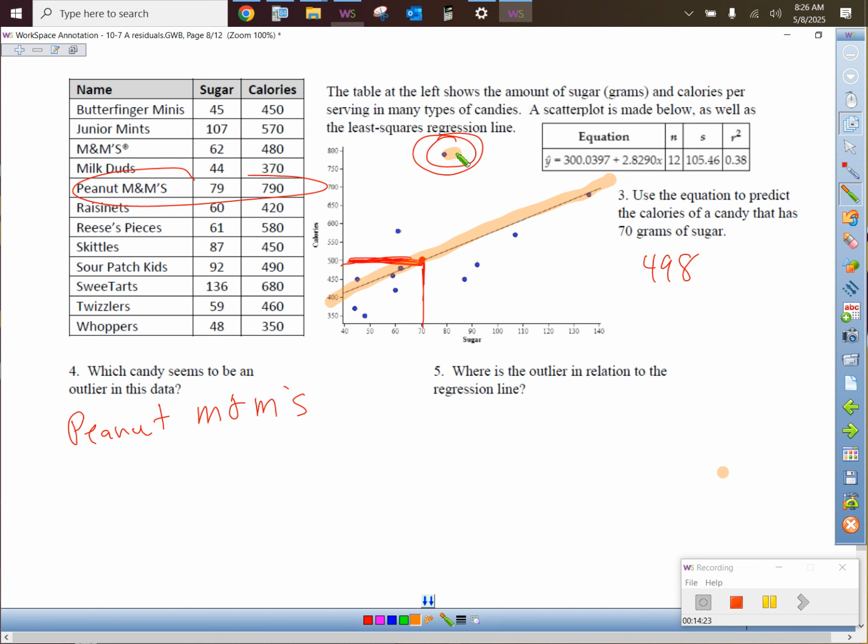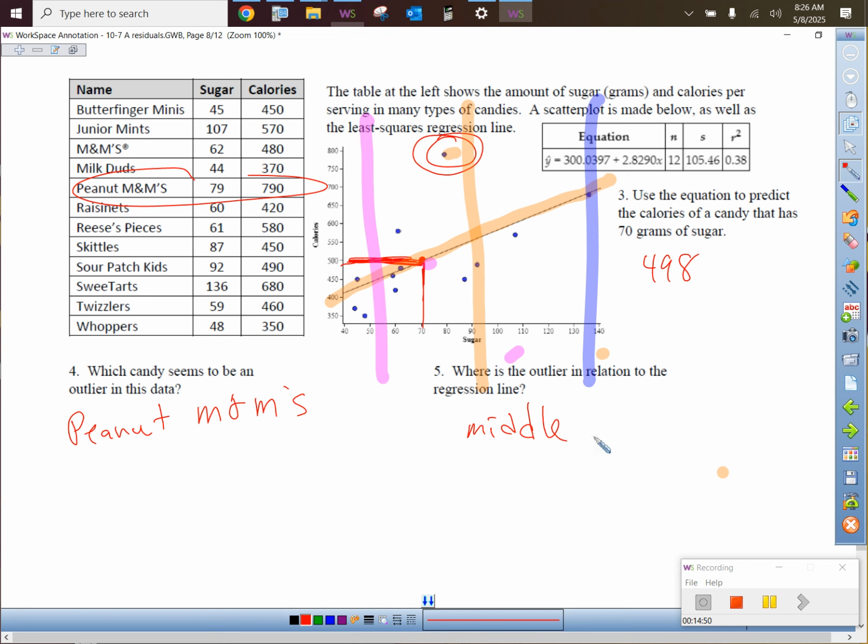But you also have to know, in all of the data, is it also centralized? Is it really, really left? Or is it really, really right? Where is that outlier? Even though it's above, is it more middle, left, or right? Yeah, so like it's in the middle above, right? So that's what we're going to do. The middle of the data, but above.